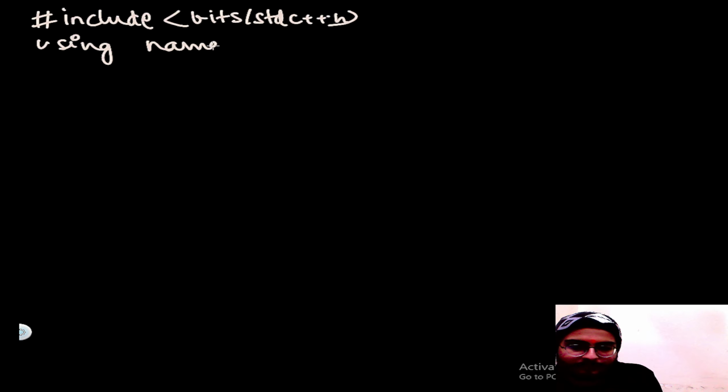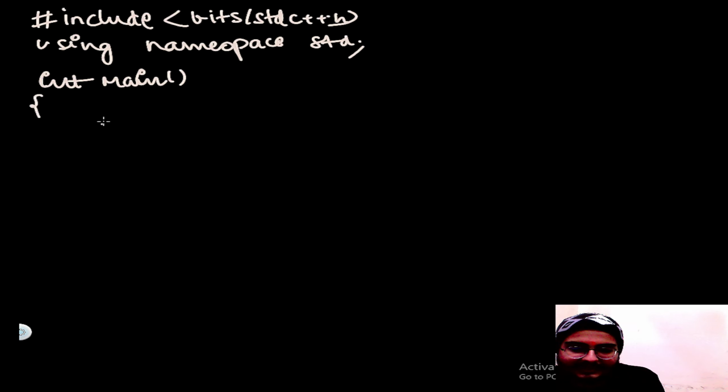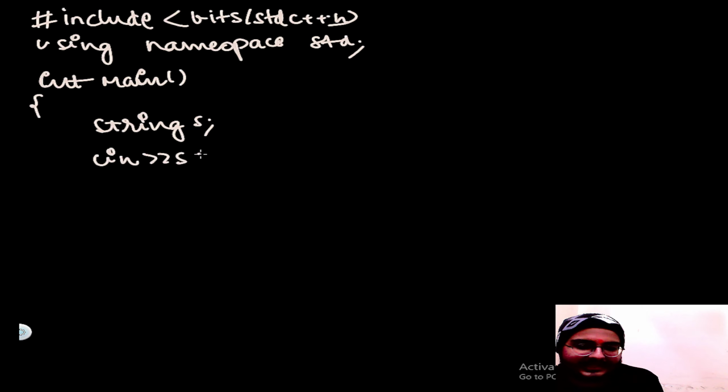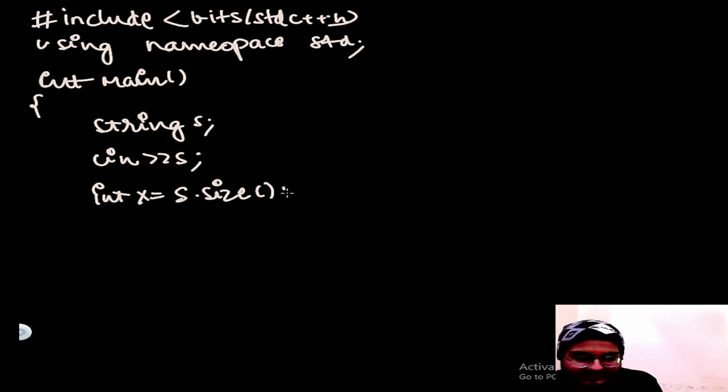So first of all, we will include libraries. #include <bits/stdc++.h>. Then using namespace std. And now I will initialize int main. Then I will say string s, and then cin s. I am assuming that my string does not contain any spaces. If my string contains spaces, then I have to use getline. Then I will say int x is equal to s.size.